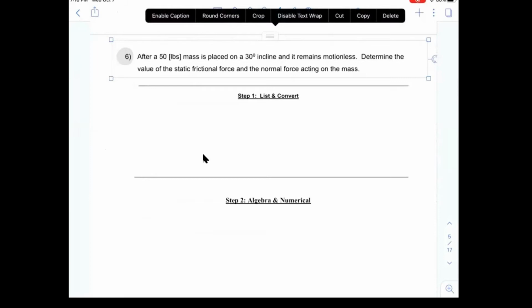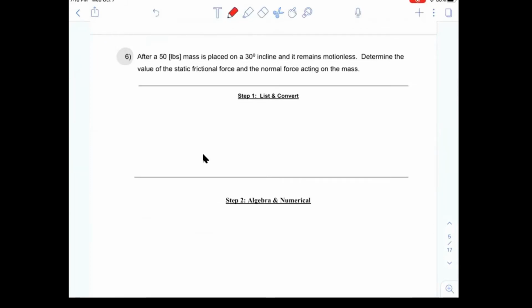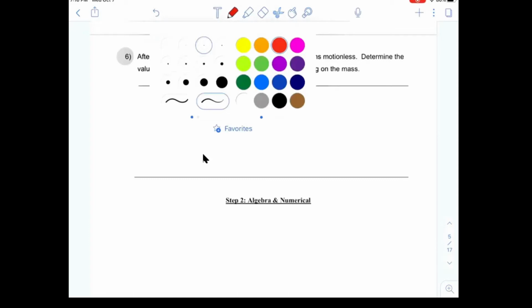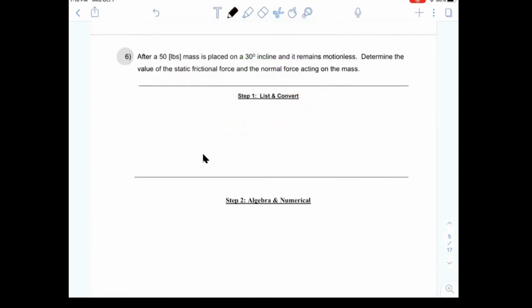So we got problem number 6. Okay, this one is a good one. So, incline problem. These are standard physics problems. All right, so here's your incline. Boom, here's an incline.